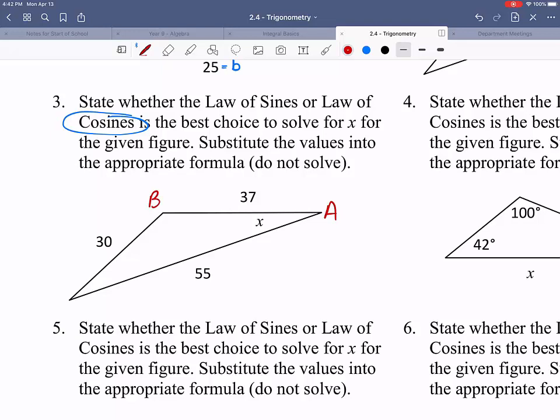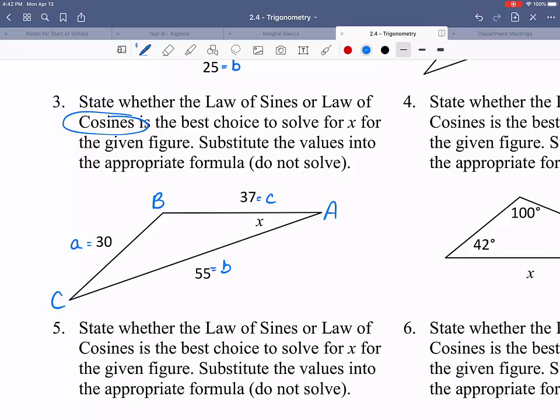B and C. Oops, I'm writing in the wrong color. So I'm going to go back and fix it because I want to stay consistent. So this is angle A, this is B, this is C, this is side B, this is side A, this is side C. It's very important that you stay consistent with where the sides are.